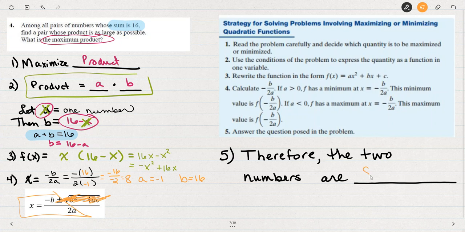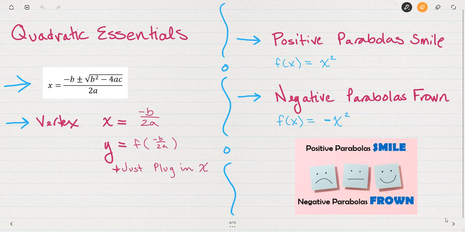So the two numbers are, one of them's 8, and now I could find the other number, because the other number is 16 minus 8. So it looks like that other number is 8 also. So the last step, I could answer the question. The question says, find a pair of numbers. And so I can answer the question by saying, therefore, the two numbers are 8 and 8. Practice that type of example a few times.